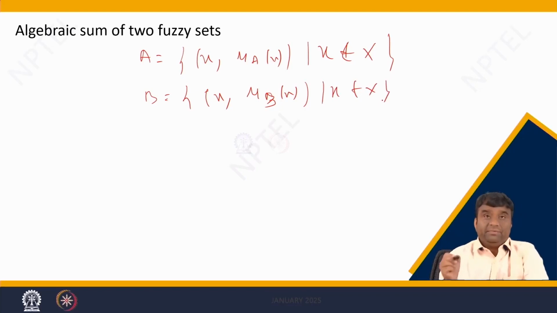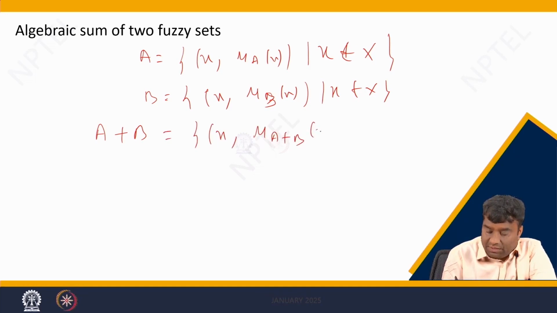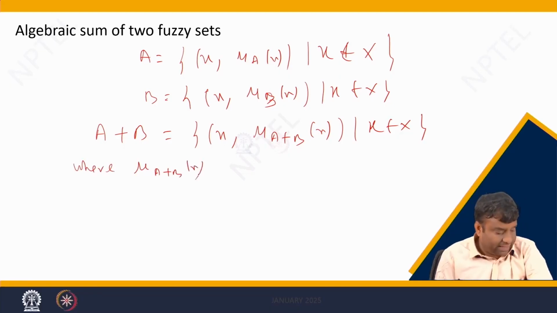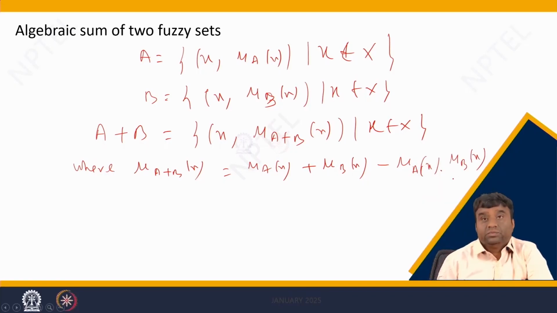Now the algebraic sum of these two fuzzy sets you can denote as A plus B, which is {(x, mu A plus B(x))}, x belongs to the capital X, where mu A plus B(x) is given as mu A(x) plus mu B(x) minus mu A(x) times mu B(x). So that is the algebraic sum of two fuzzy sets.